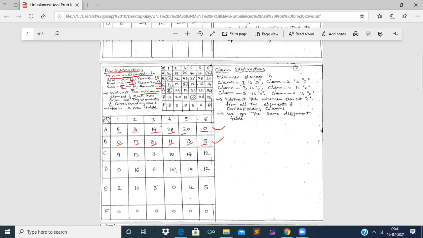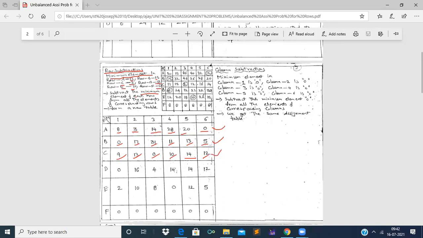Next, in the third row, the minimum element is 2. Therefore, subtract this 2 from all the elements of third row. 11 minus 2 is 9. Next, 15 minus 2 is 13. 2 minus 2 is 0. 12 minus 2 is 10. Next, 16 minus 2 is 14. Next, 14 minus 2 is 12. So, the third row subtractions are finished.